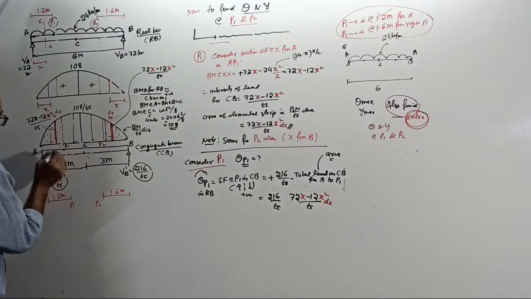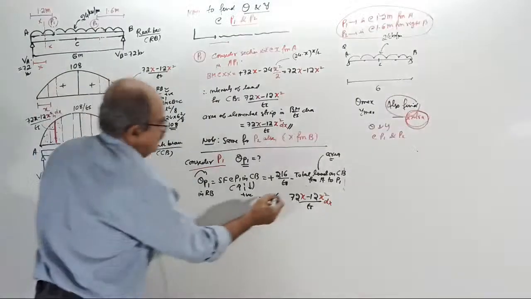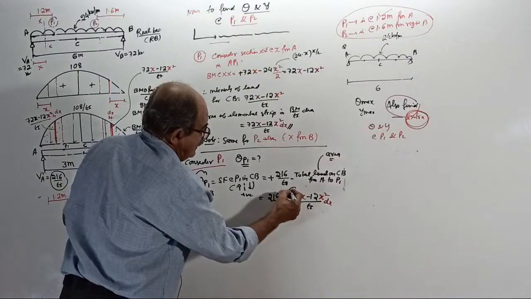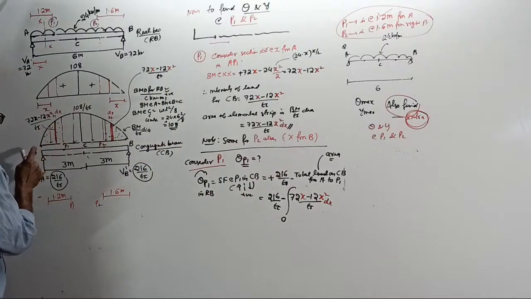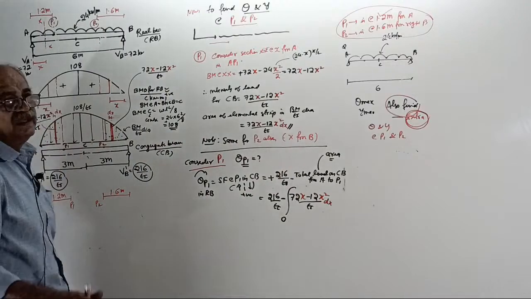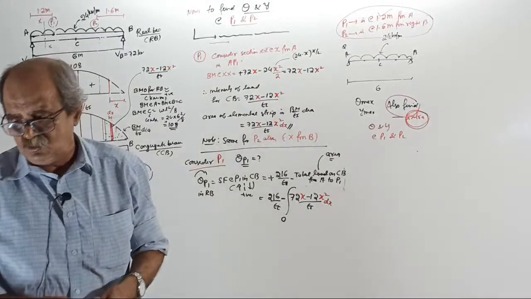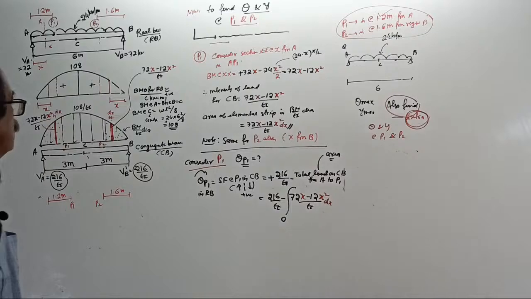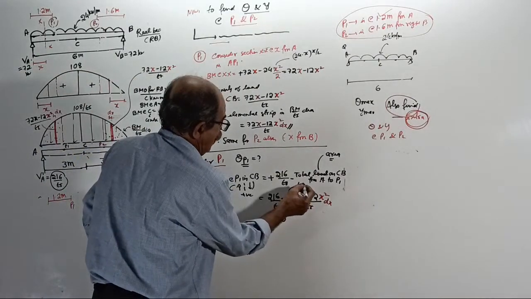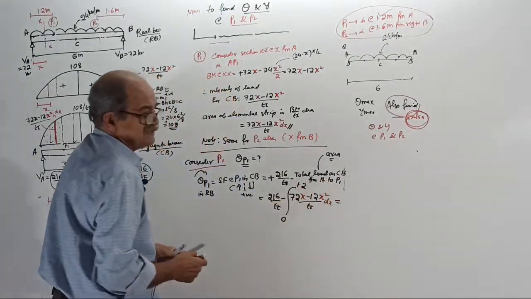I want area from here to here. Integrate from 0 to how much? I want area from A up to P1. Tell me, integrate it from 0 to how much? 0 to 1.2. Now, tell the answer fast.